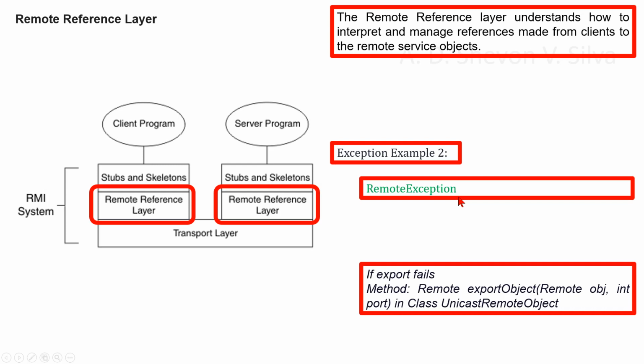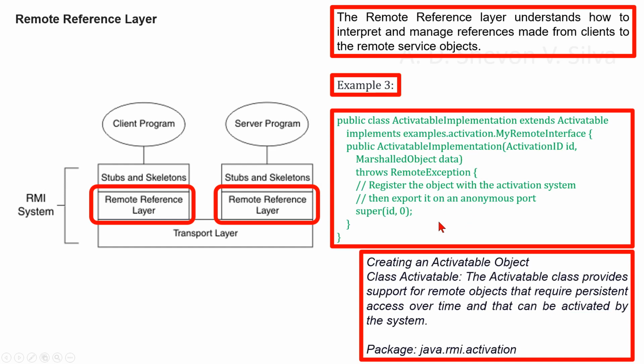As example 3, we can consider this one, creating an activatable object. The Activatable class provides the support for remote objects that require persistent access over time and that can be activated by the system. This is in the package java.rmi.activation, and here you can see the code, the implementing interface and the constructor, which registers the object with the activation system and then exports it to an anonymous port.